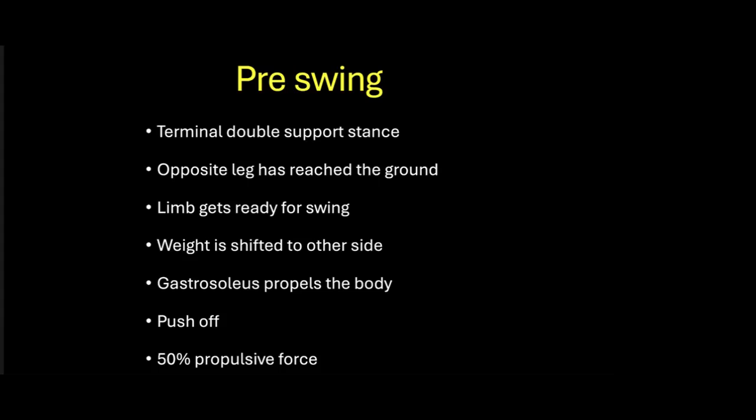In pre-swing, the most anterior margin of the medial forefoot and the great toe serve as the base for accelerated limb advancement, and the elastic recoil of the plantar flexors thrusts the tibia forward.